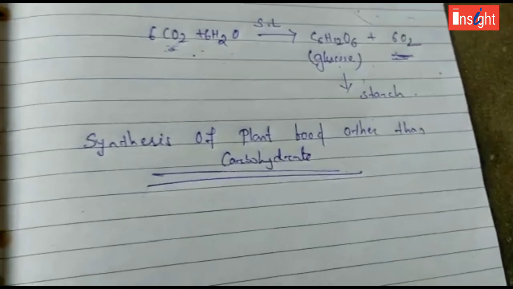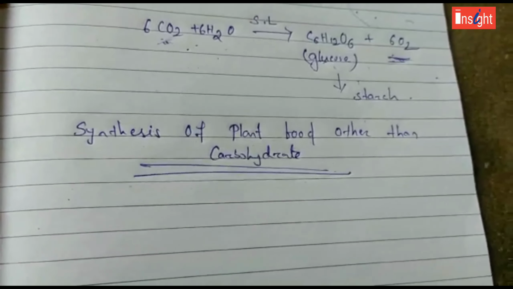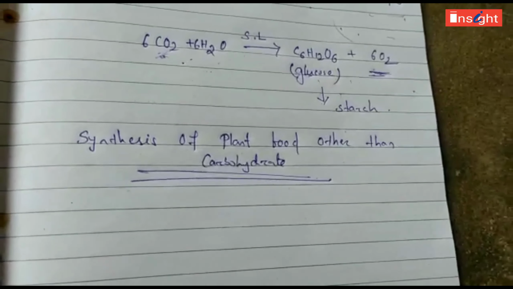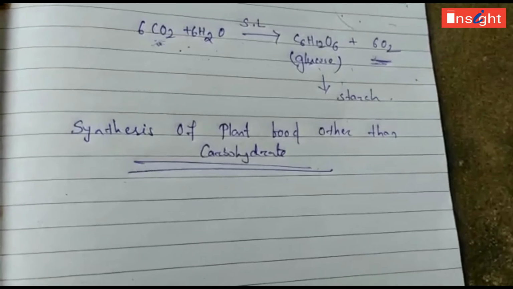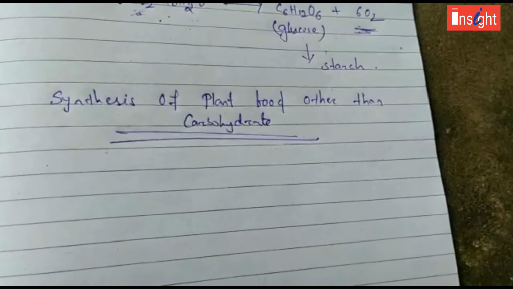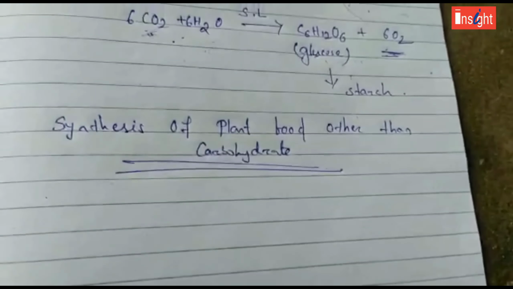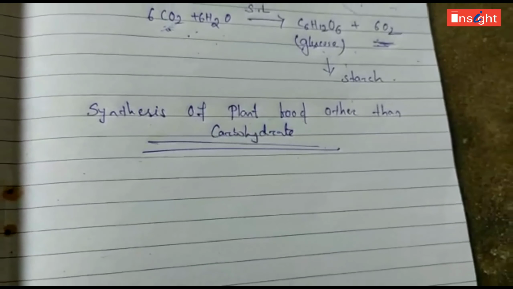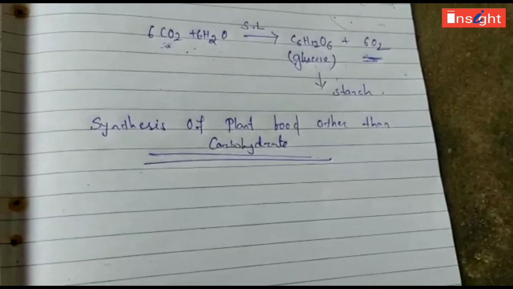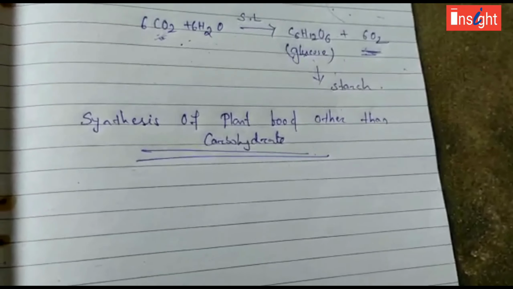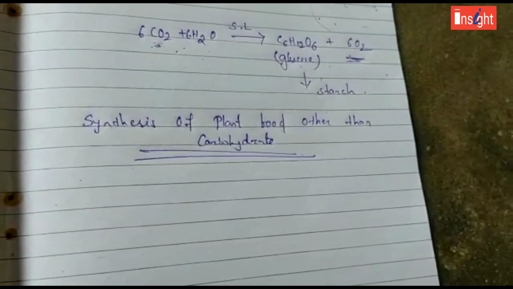So other than carbohydrates, plants also prepare proteins with the help of nitrogen, which is obtained from the soil. Microorganisms convert atmospheric nitrogen into water soluble compounds. There are a few microorganisms that are able to absorb atmospheric nitrogen, then they convert it into water soluble compounds which are absorbed by the roots of the plants.